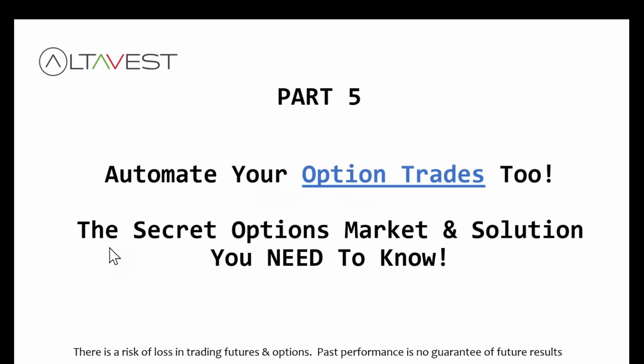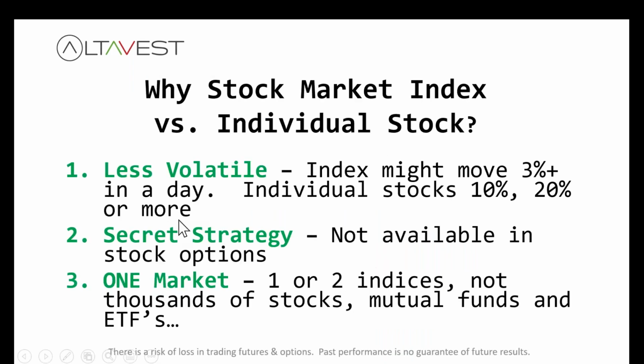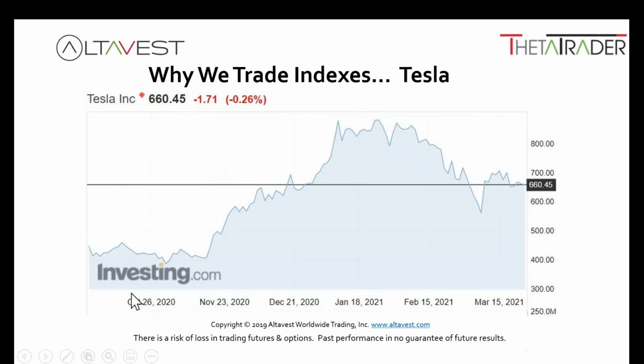It's a secret options solution, automated options technology, up, down, non-directional, stock index futures options. That's what we're trading here. And why are we doing this rather than individual stocks? Well, they're less volatile. We can use our secret strategy in this index and not with individual stocks. And of course, we're just doing 1 or 2 or 3 markets, not thousands of different securities to track.